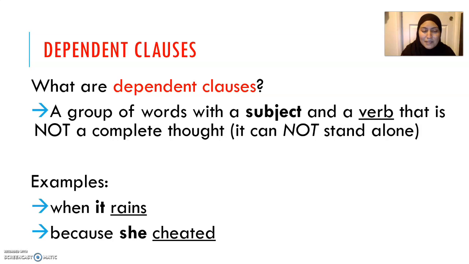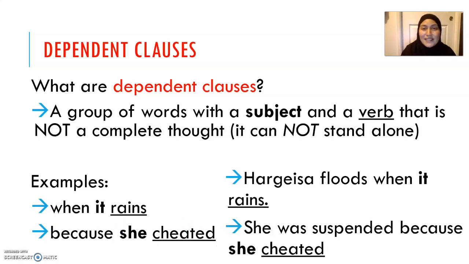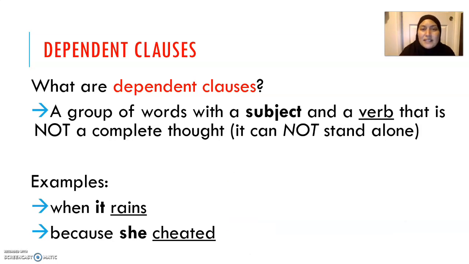Okay, I'm going to pop up here because we need more space down here. So these cannot stand by themselves. They need something else, right? So we might want to add stuff like this. So instead of just saying when it rains, we might want to say Hargeisa floods when it rains. Now it's a good sentence, right? Now it makes sense. Or because she cheated. It's not clear enough. If we add she was suspended because she cheated, that makes a bit more sense. There's more information, right? So that's what we mean by dependent clauses. It can't stand alone. It needs something else to make sense.